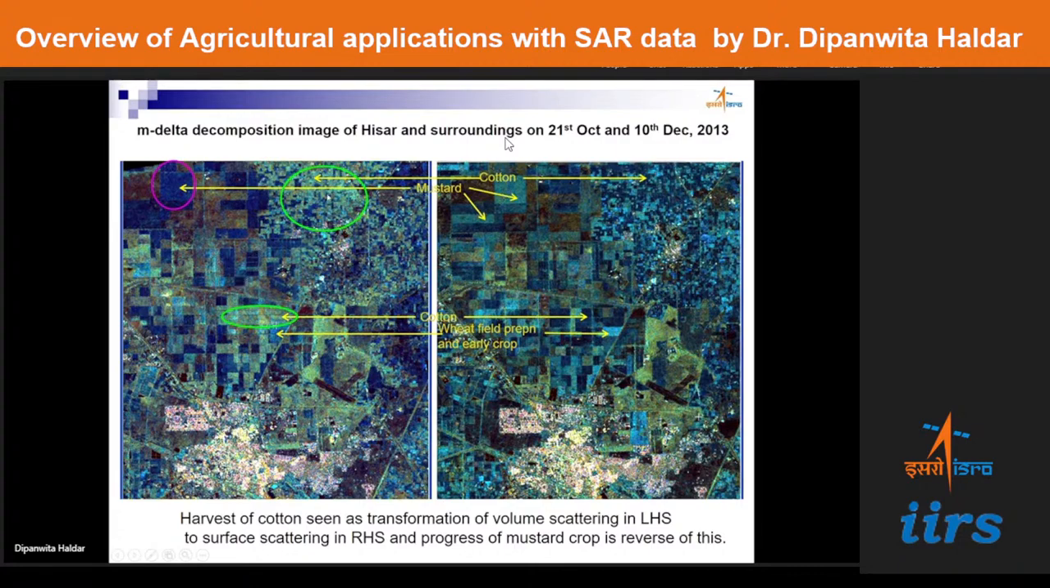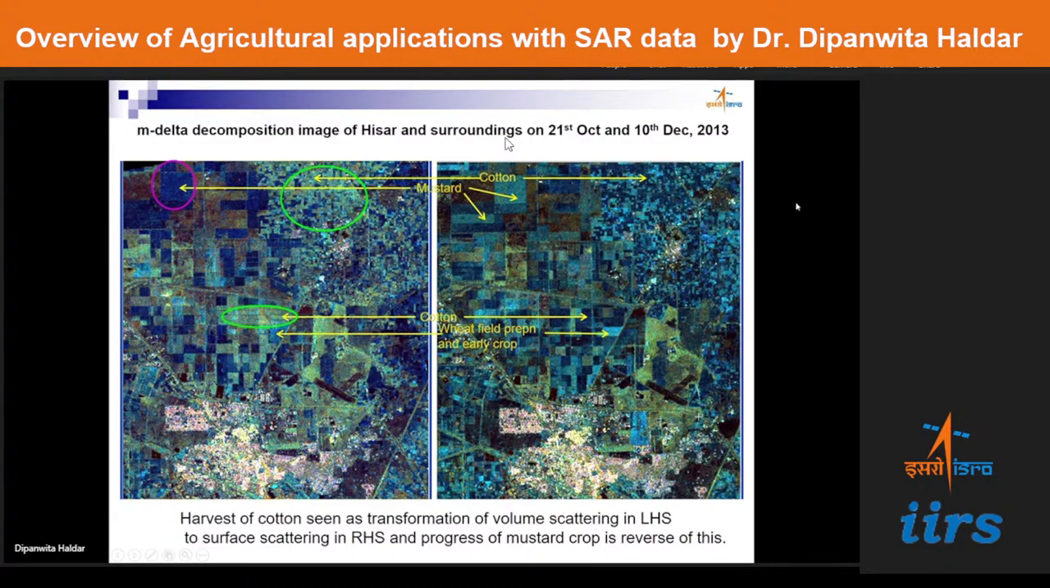Now, if you consider the other patches, these are also mustard patches. Here you see entire blue, but here it has become greenish due to more volume component. The cotton crop, where picking would already have been carried out during October, is already in the volume scattering stage during September, October. Now during December, most of the fields are harvested, and it will again have dominant surface scattering.